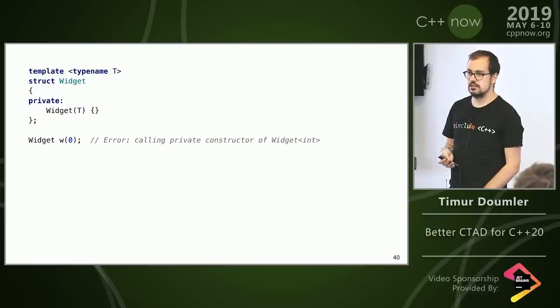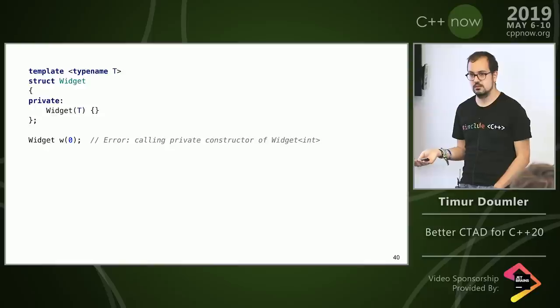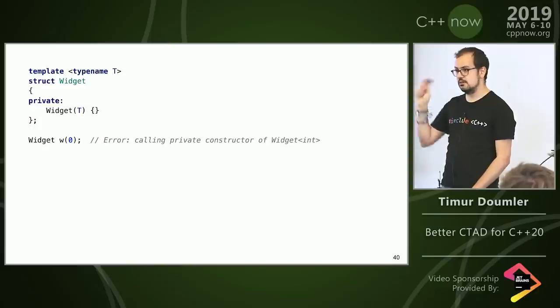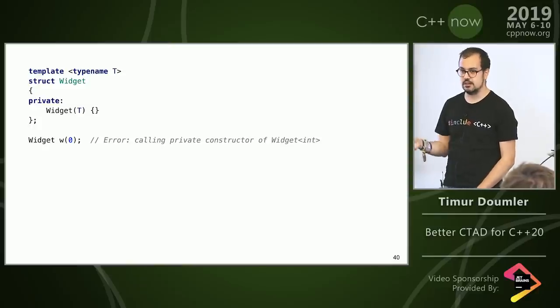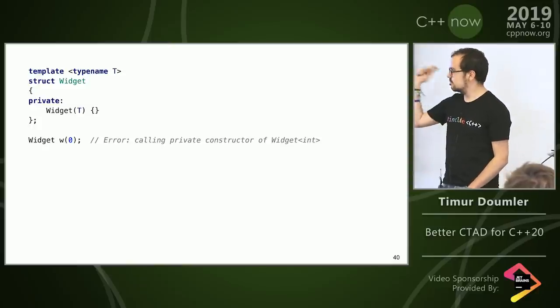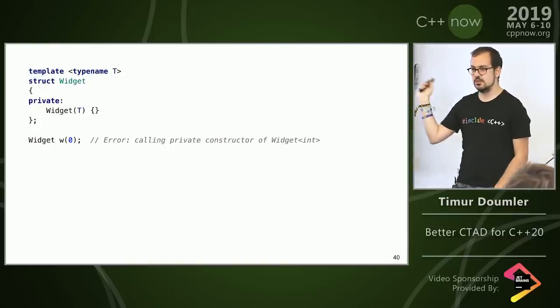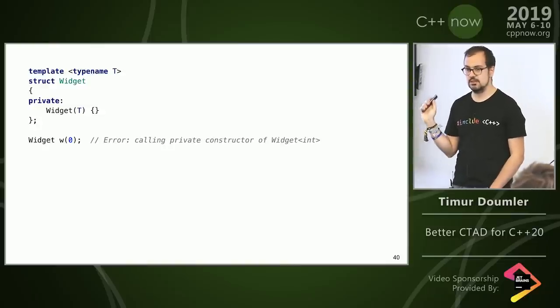Well, if it's SFINAE'd out, then it's not part of the overload resolution set, right? Let's say you had a static assert inside the body of the constructor. The body is not considered during CTAD. It's not calling the function. It's just looking at the signature and doing overload resolution and template argument deduction. If you have something in the body, it doesn't care. It never looks at your body. You don't even have to have a body.